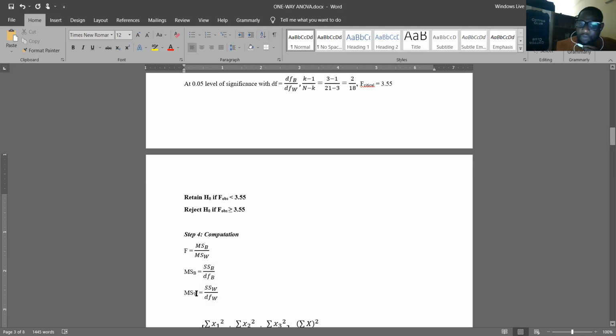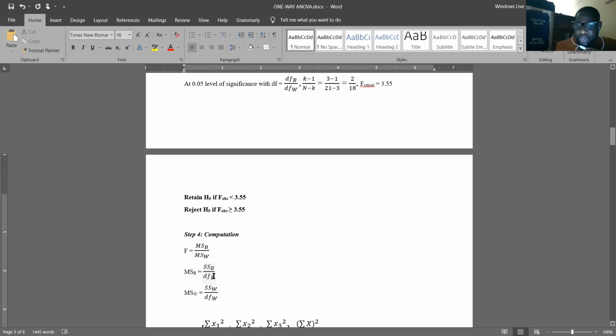Then mean square for within will be equal to sum of squares for within over degree of freedom for within. So it means for us to solve for the F value, we first need to solve mean square for between. And they've given us mean square for between, the formula.